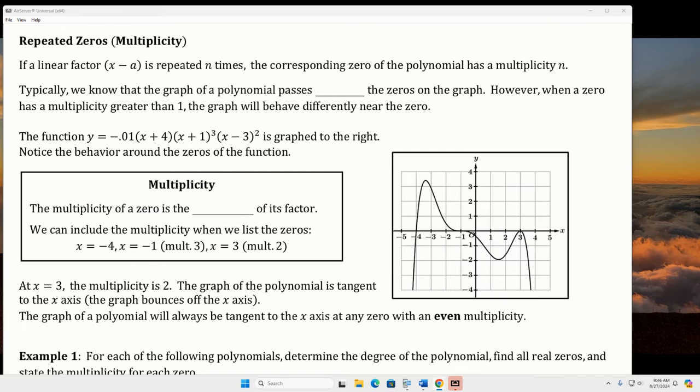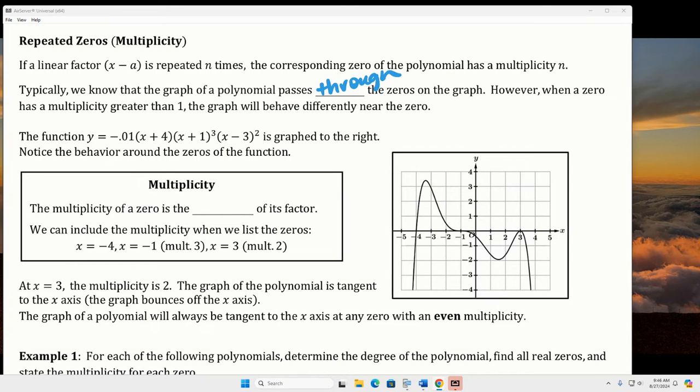All right? And typically, we know that a graph passes through the zeros on the graph. It passes through them on the x-axis. So real zeros are also x-intercepts. However, when a zero has a multiplicity greater than 1, the graph behaves differently near that zero.